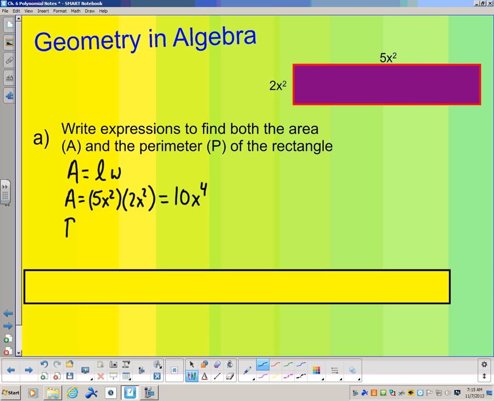And then perimeter here, if you remember, you have to add up all the sides. So we can do that. We can take 5x squared plus 5x squared plus 2x squared plus 2x squared. And then since they're all like terms, we can completely combine those and we get 14x squared.